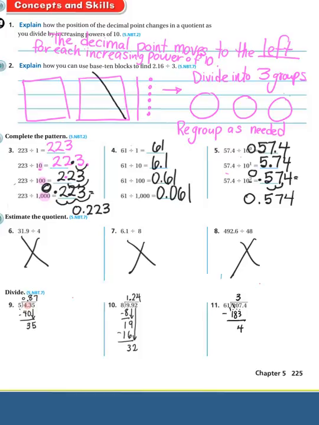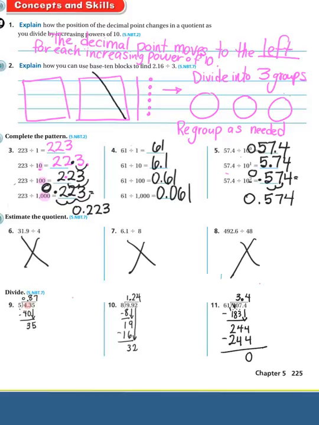Hopefully you remember this from last year, or actually earlier this year. So we can't divide it into 24, so we bring it down. Don't forget to put the decimal point. It goes in 4 times. Its answer is 244. There should be no remainders on these problems.